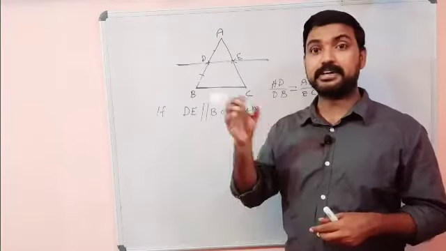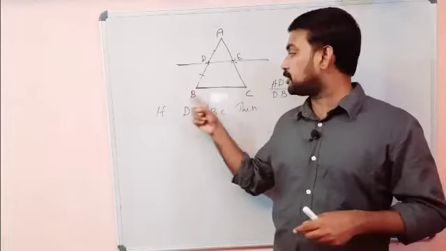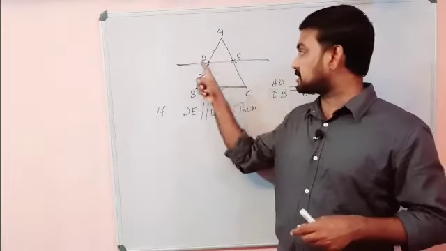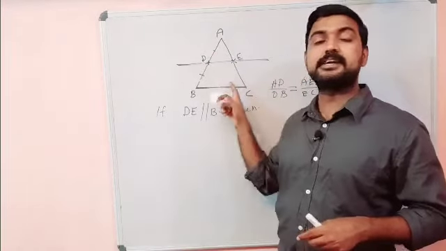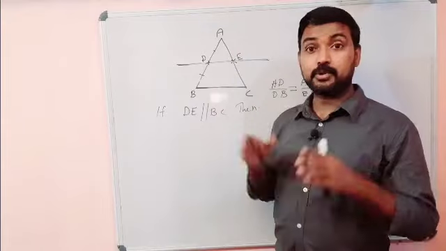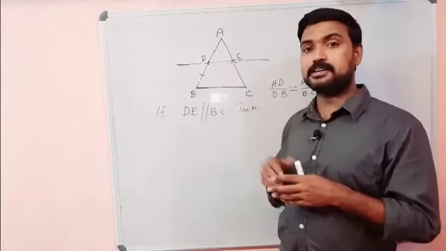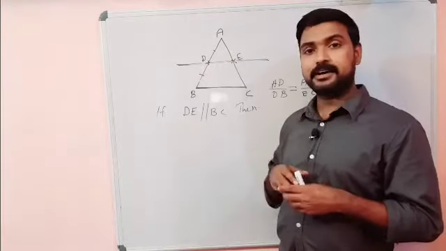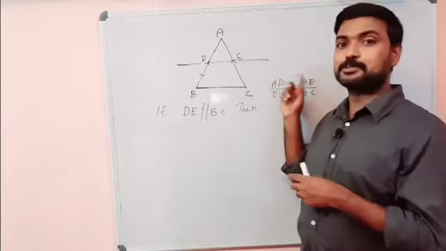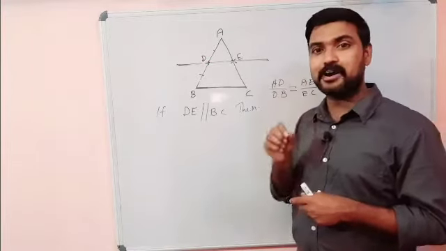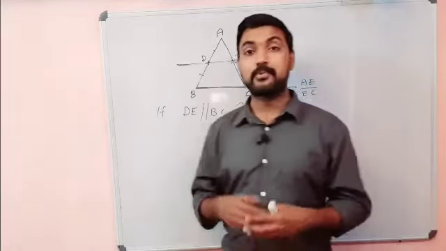So the first thing, we can go through the textual meaning. If a line is drawn parallel to one side of the triangle and it intersects the other two sides at distinct points, they are divided in the same ratio. Now you are thinking of this figure: which line is drawn parallel to one side, what are the distinct points, what are the portions here, and what are the ratios of these portions. So you got the symbolical meaning also: AD by DB is equal to AE by EC. Now we can go to the proof of this theorem.